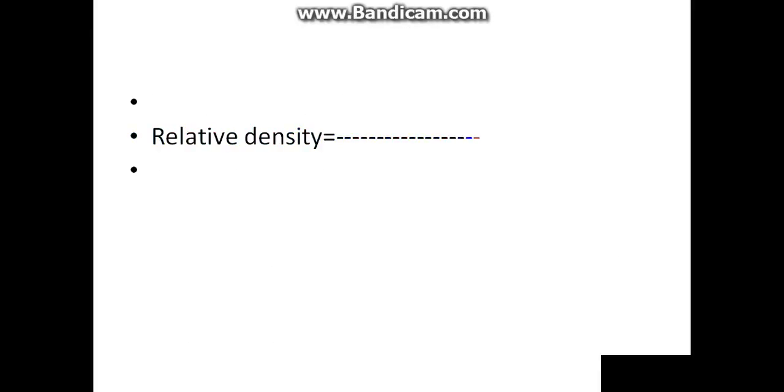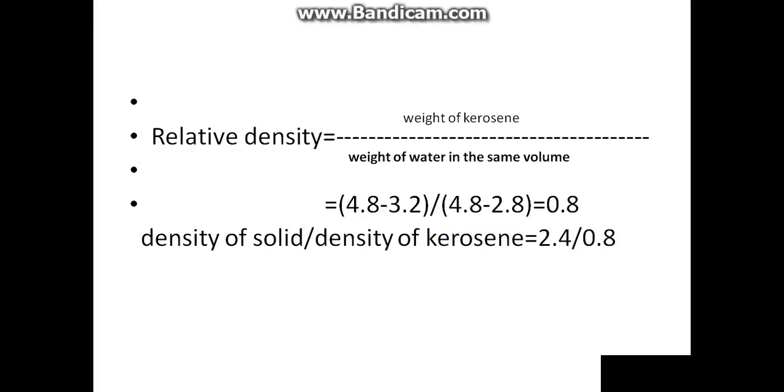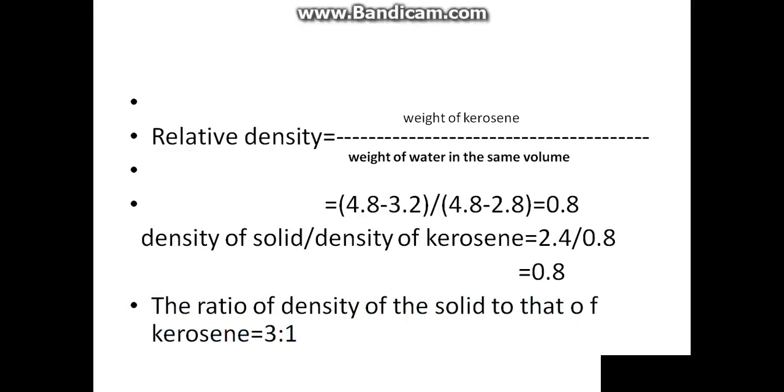Relative density of kerosene equals weight of kerosene over weight of water in the same volume, which is equal to 4.8 minus 3.2 over 4.8 minus 2.8, which will give us 0.8. Density of solid over density of kerosene will now be equal to 2.4 over 0.8, which is equal to 3. The ratio of the density of solid to that of kerosene is 3:1.